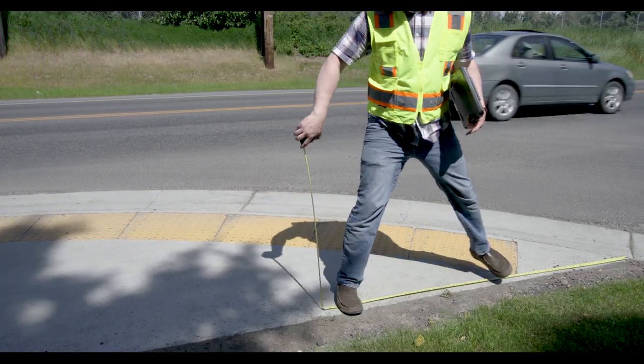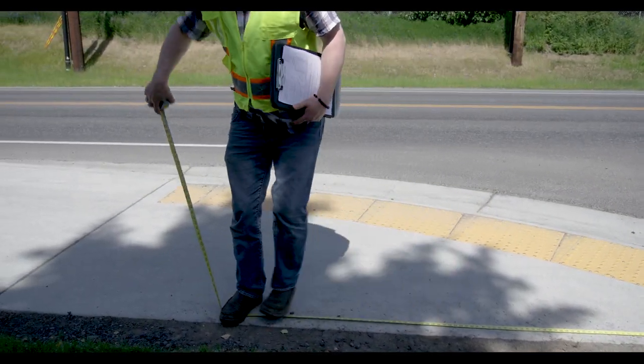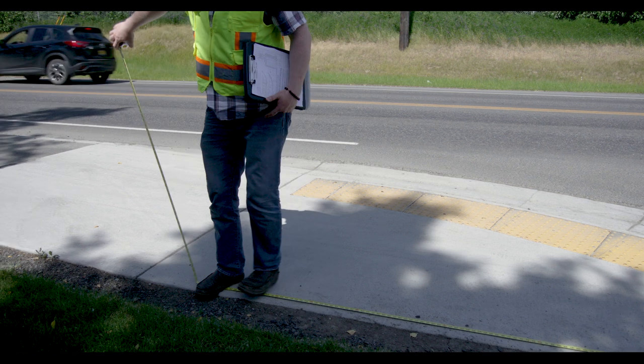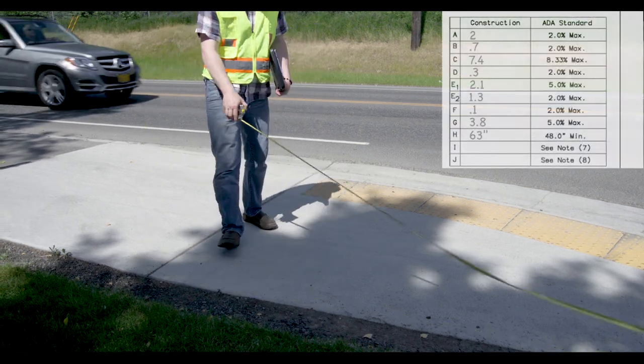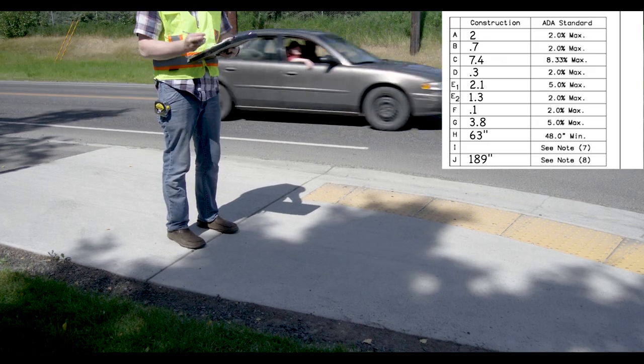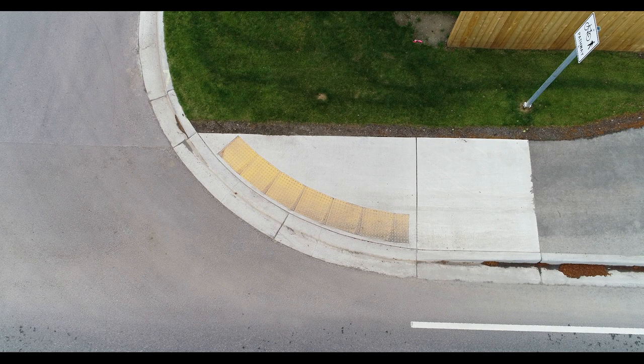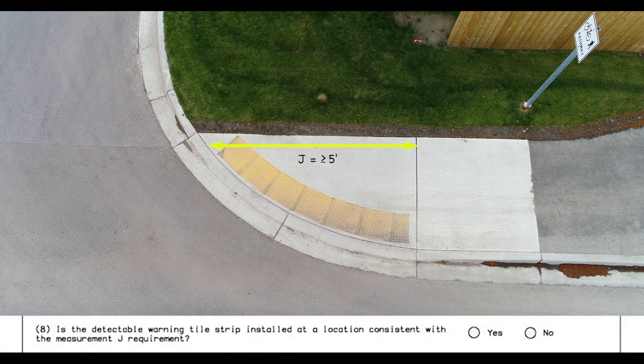From here, the process is the same for both a horizontal and curved tactile warning. Measure from the ramp to the furthest distance to the gutter and record the measurement in box J. Be sure you are aware of traffic as you approach the road. If you have a horizontal tactile warning, measurement J must be less than or equal to 5 feet. If the tactile warning is curved, measurement J must be greater than 5 feet. Based on this information and your measurement taken, answer question 8.